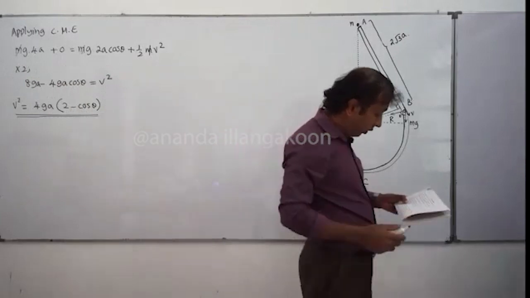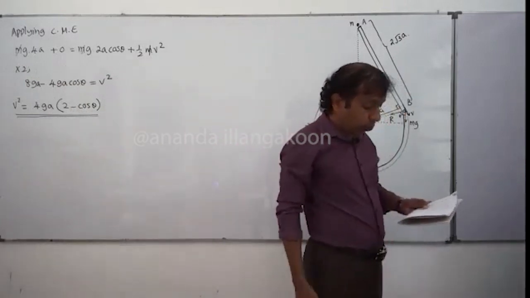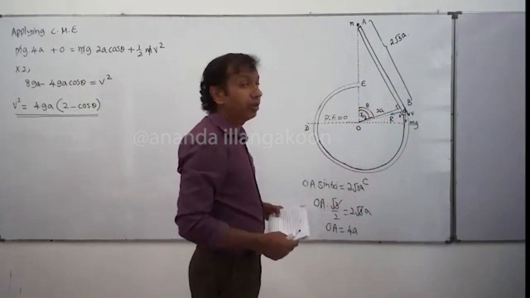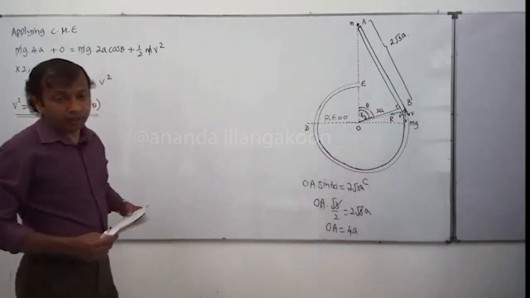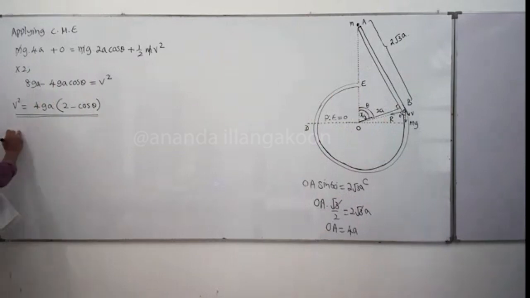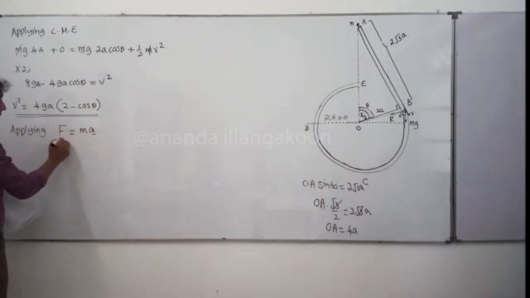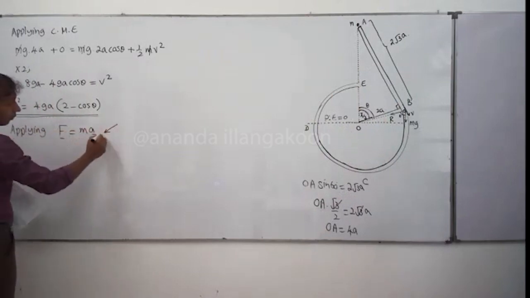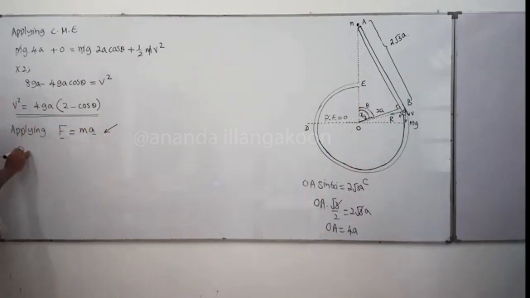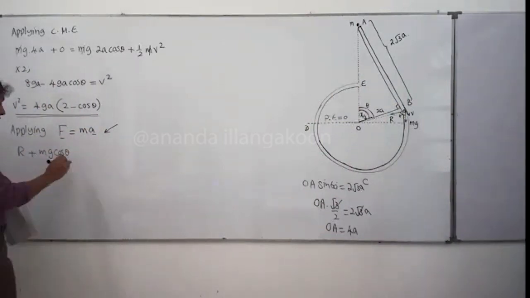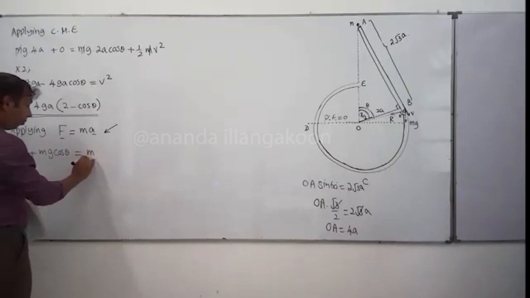And they ask to find the reaction on the particle P from the tube at this moment. Now, at this moment, the reaction they're asking, we can apply F equals ma towards the center. It is R plus mg cos theta equals centripetal acceleration, m v squared upon the radius. Radius is 2a. Yeah?